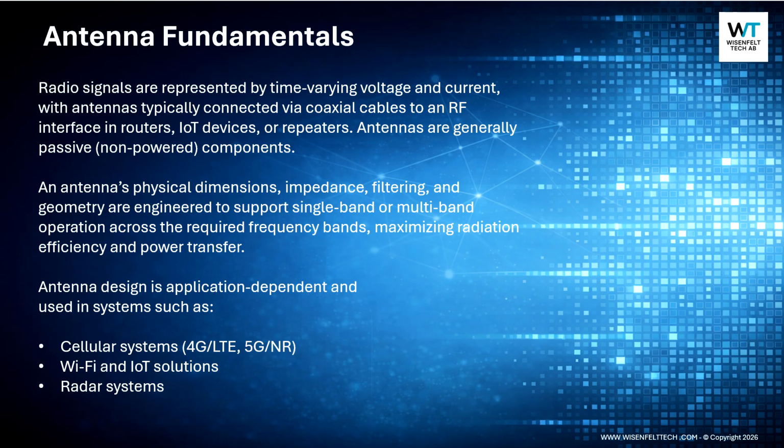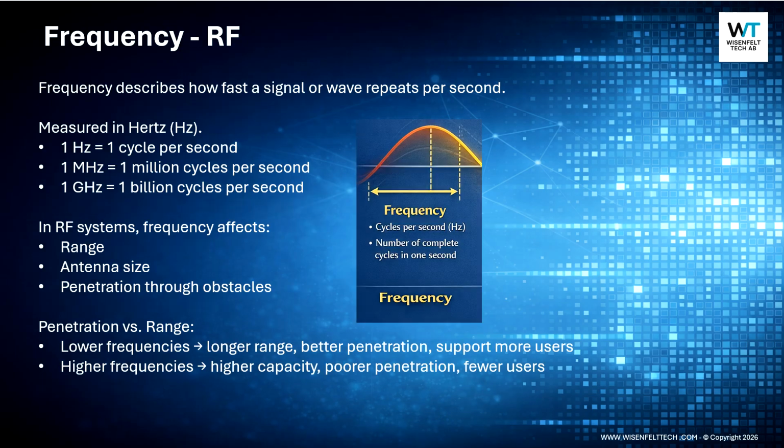An antenna's physical dimensions, impedance, filtering, and geometry are engineered to support single-band or multi-band operation across the required frequency bands, maximizing radiation efficiency and power transfer. Antennas are generally passive, non-powered components. Antenna design is application-dependent and used in systems such as cellular systems, 4G LTE, 5G NR, Wi-Fi and IoT solutions, and/or radar systems. Frequency describes how fast a signal or wave repeats per second.